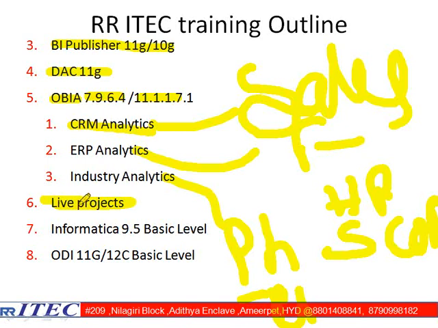At the end of this, we are also going to discuss one more project. Next, Informatica 9.5 basic level and ODI 11G and 12C basic level we are going to understand. So this was the training outline. Yesterday we had a chance to discuss it. Am I clear? Now, as part of today's class, let us move on to the next one, demo 2.